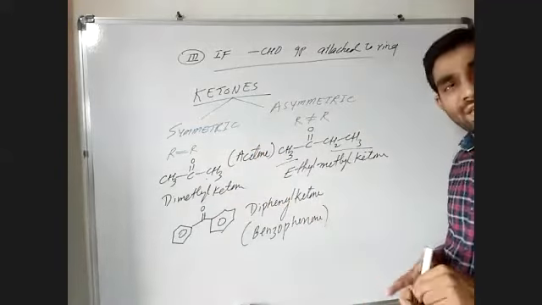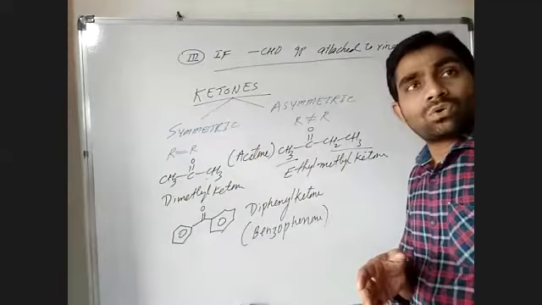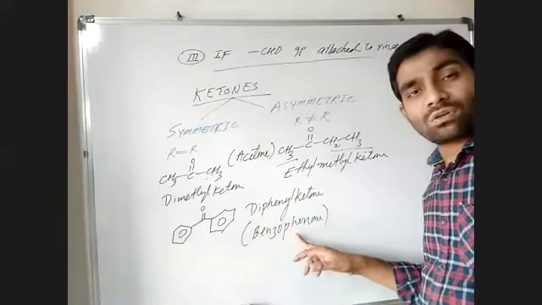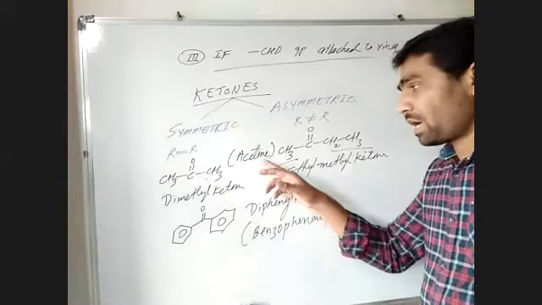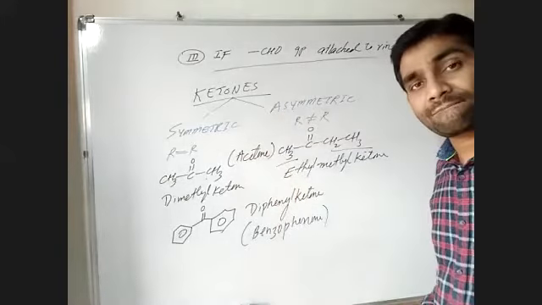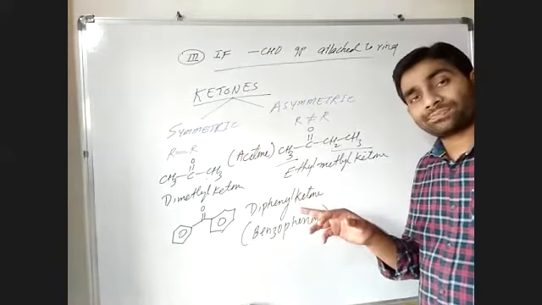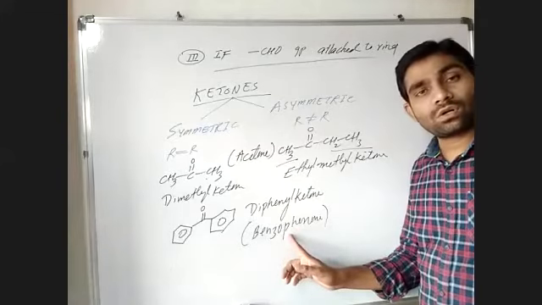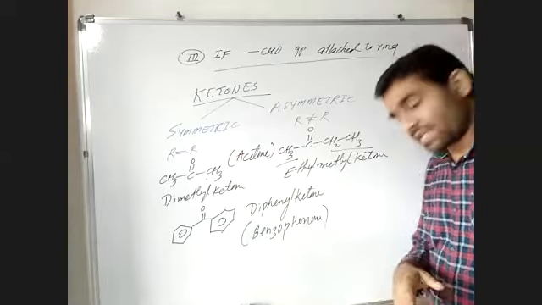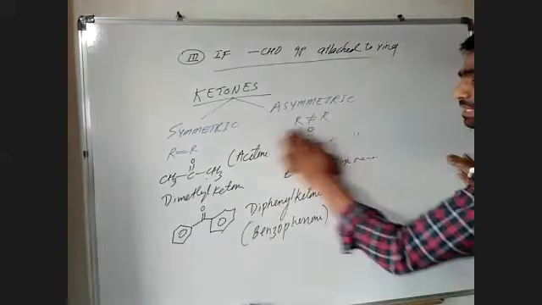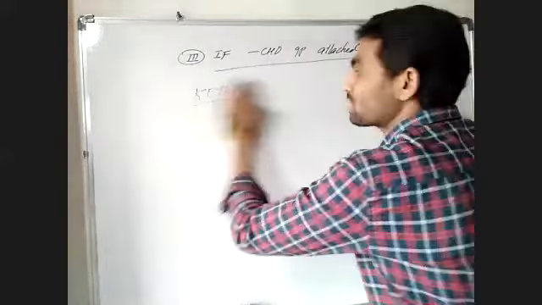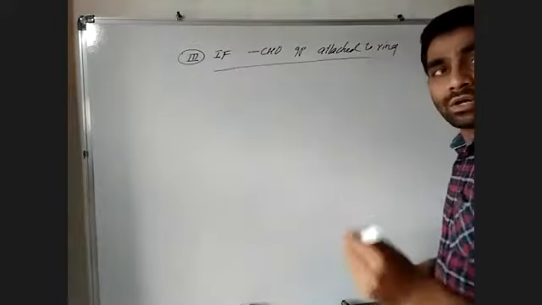Now what do you say about the acetone and benzophenone? Question is, acetone and benzophenone are symmetric or asymmetric? Acetone and benzophenone, they are symmetric, right? They are symmetric, fine. So this is a common method of naming of ketones. Okay, common methods of naming.